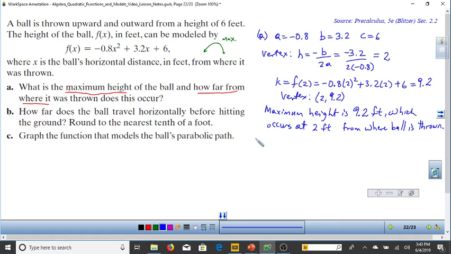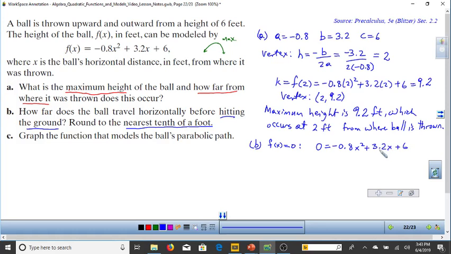Now let's do part B. They say, how far does the ball travel horizontally before hitting the ground? Now, if the ball hits the ground, what is its height? Its height is 0 feet above the ground. They want us to round the answer to the nearest foot. So f of x, which is the height, is equal to 0, which means 0 is equal to negative 0.8x squared plus 3.2x plus 6.